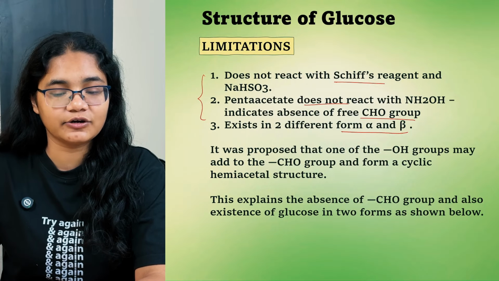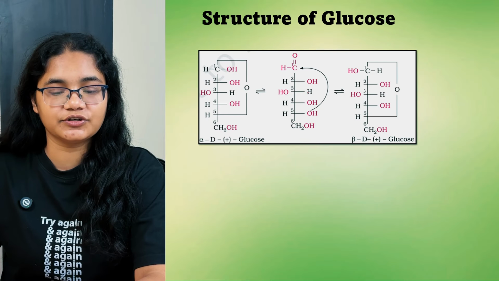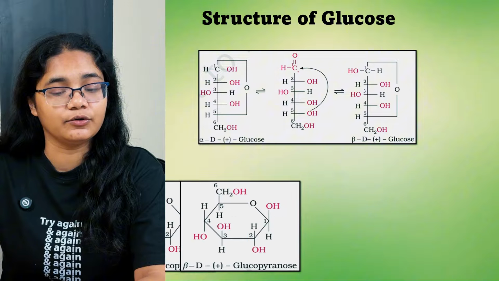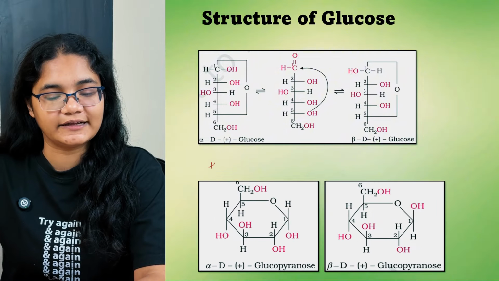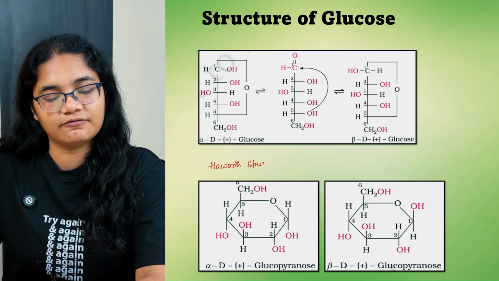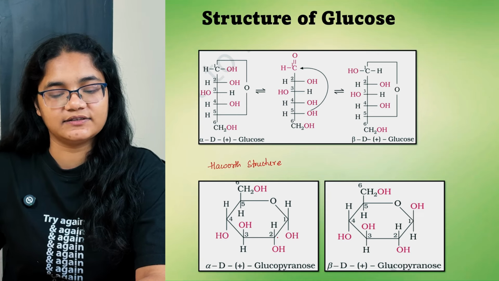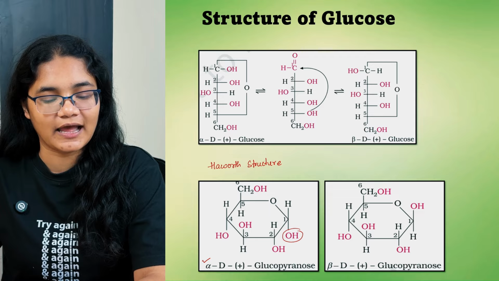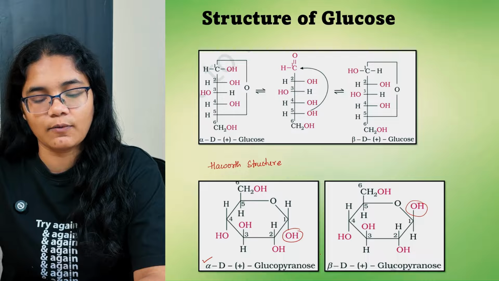And how is that structure derived? That structure is derived when the last OH group reacts with the carbonyl group, and we get two structures like this, called the Haworth structure. In this Haworth structure we have two anomers, one is alpha and one is beta. If the OH group is towards the down, then we call it alpha, and when the OH group is towards the top, we call it beta.